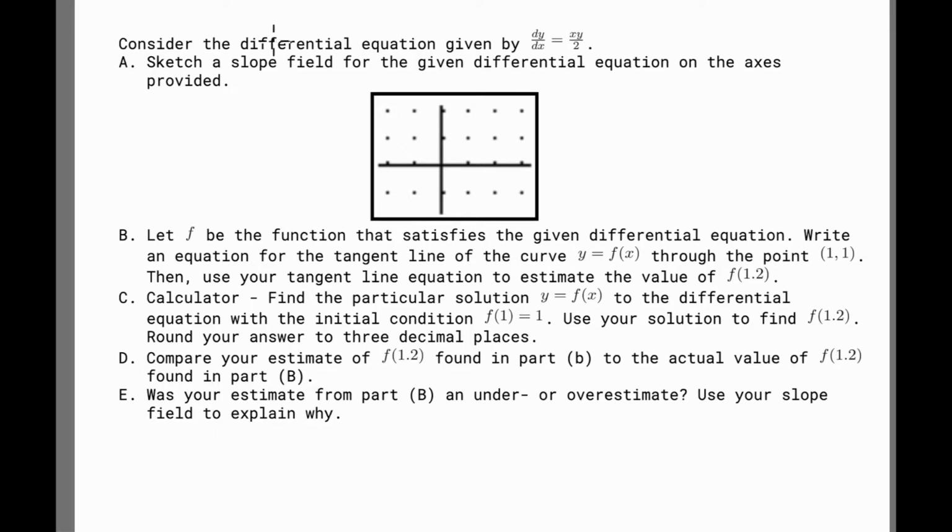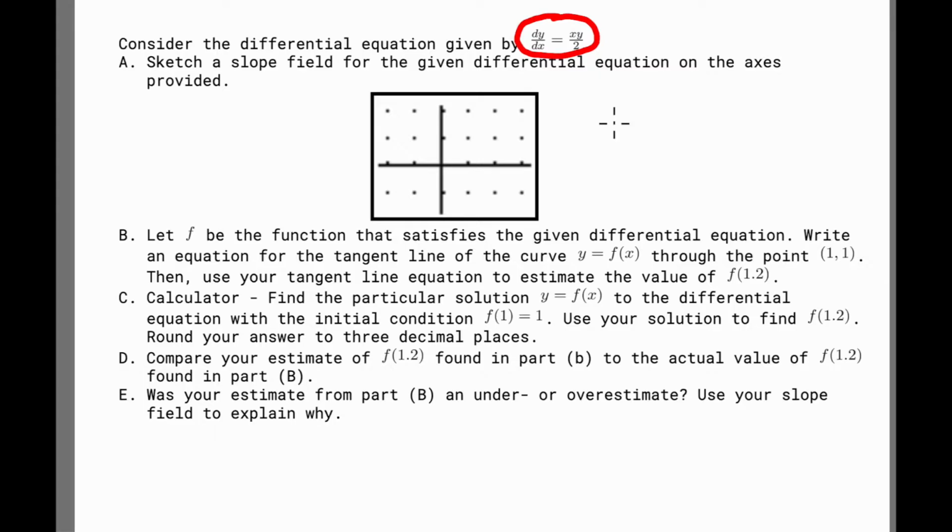So it says right here, consider the differential equation given by this dy over dx right here. It is important to contextualize this and just think of it as this equation basically telling you the slope of any point. As long as you know the x and the y, you multiply the x and the y and divide by 2, and it tells you the slope at every point.